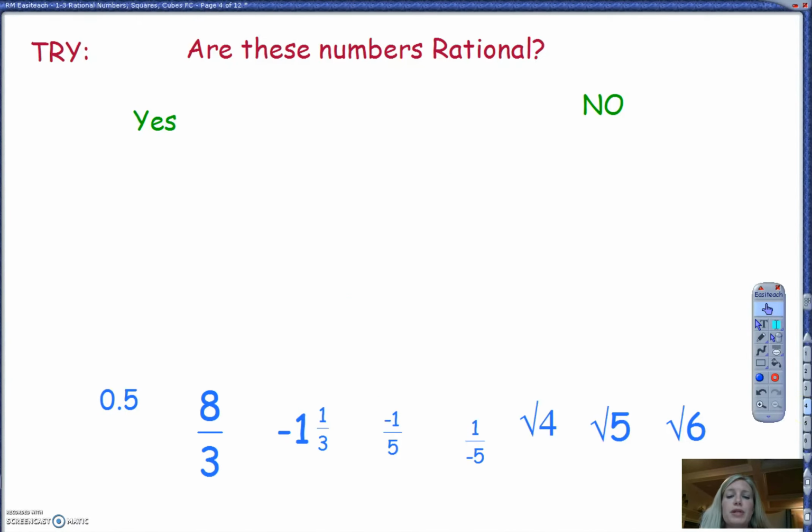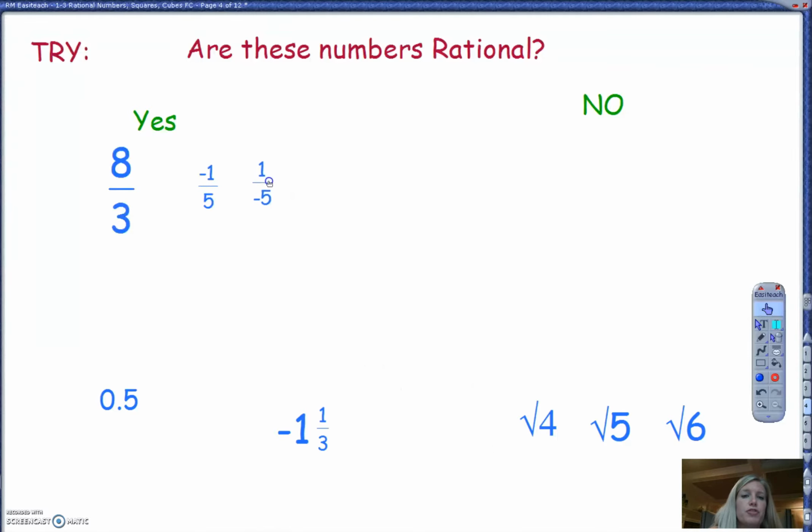Okay, so what you need to do is write down these numbers that I have listed here down at the bottom. And what I'm going to do is I'm going to drag them up to either a yes or a no. Are they rational or not? So if they're rational, I just told you the definition was that they can have a fraction. They can be written in the form a over b. So let's look at this list. First of all, easy enough, 8 over 3, that's a fraction already. It's a over b. -1/5.